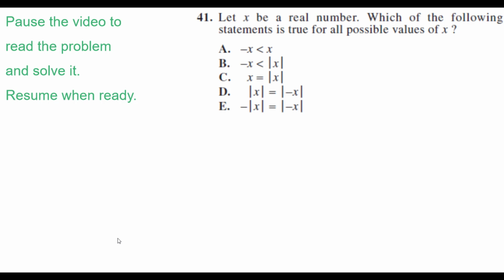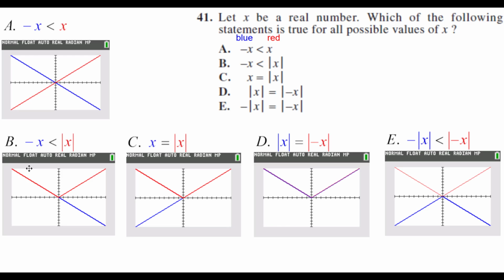So for this one, I'm hoping my students can just visualize these as graphs, if you will. So I went ahead and already graphed them, the left side in blue, the right side in red, and you can see that these are not the same, these are not the same, these are not, and these made purple, so they were exactly the same, and these were exactly opposites of each other. So D is the correct answer.